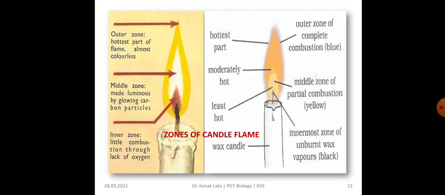Here is the figure which indicates the zones of a candle flame. Outer zone where complete combustion takes place, middle zone where partial combustion takes place, inner zone where unburnt wax vapors are present.